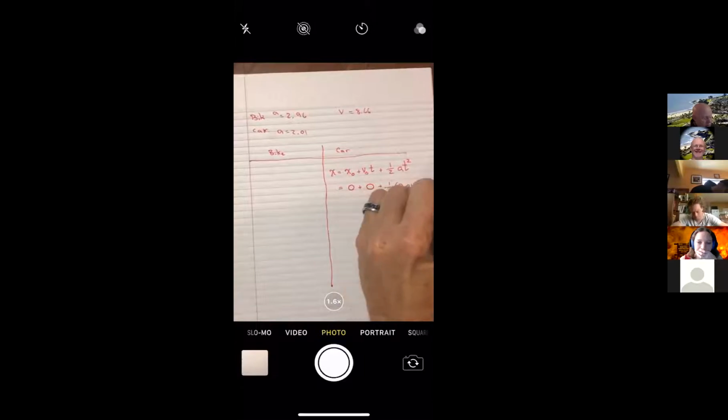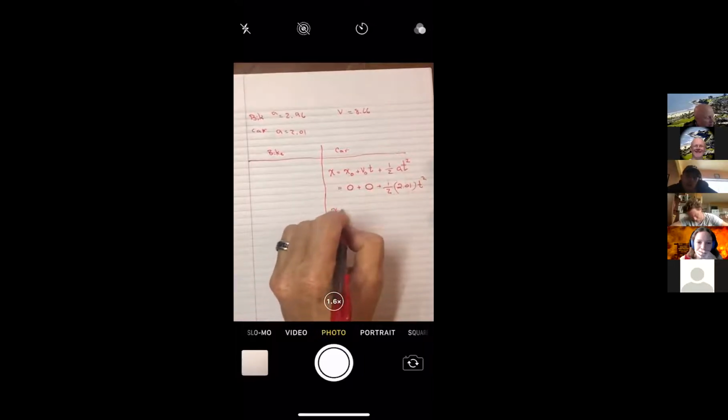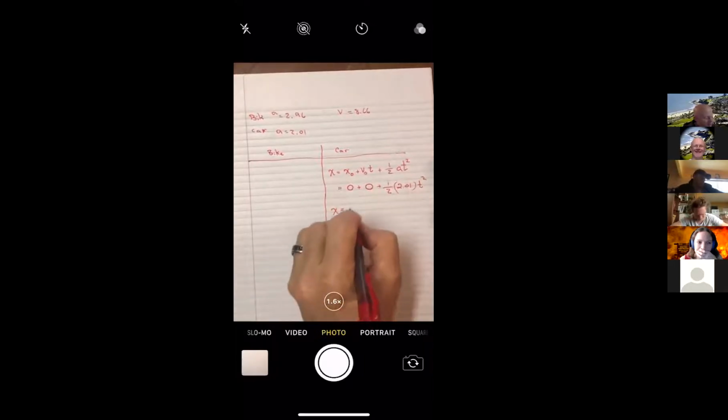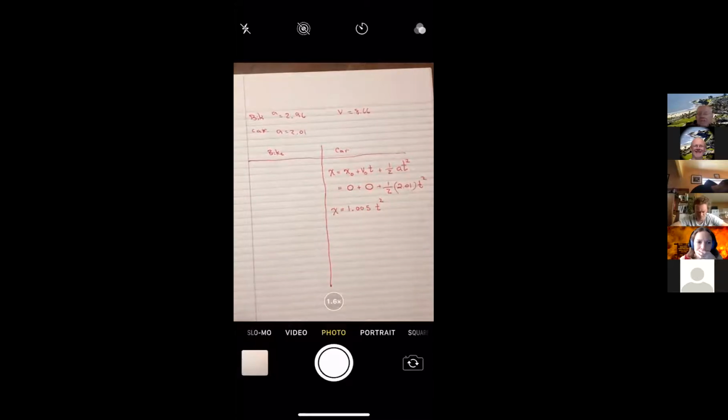So if I were to come up with an equation for the position of the car, this would be it. So this is the position of the car. This is the difference at given moments in time. Okay, so you good with that? Yeah, I'm good with that. Okay, now here, sadly, let's go to the bike.